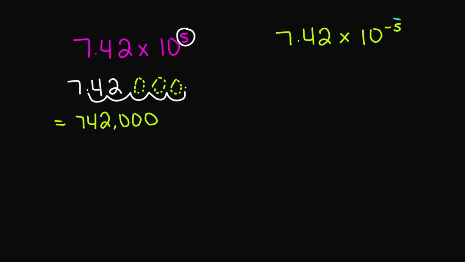So let's see if we did the negative. This time, same example, but this time we have a negative exponent. So I'm going to move my decimal 5 places to the left. So we have 1, 2, 3, 4, 5. It puts us right here. So I'm going to fill in the gaps here with zeros.